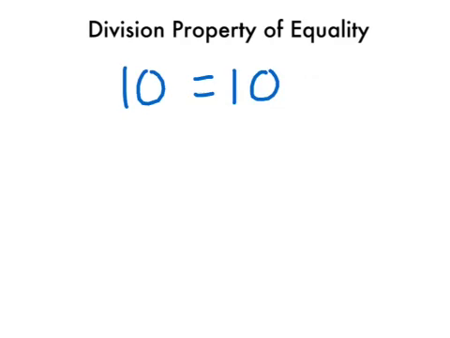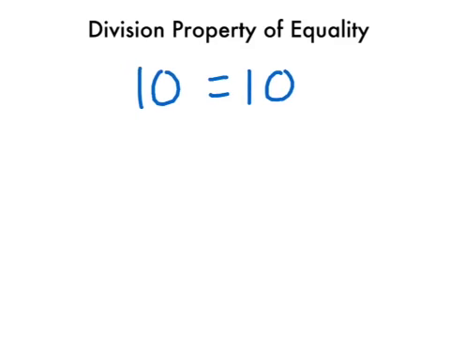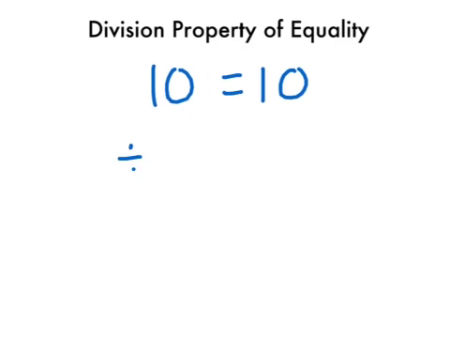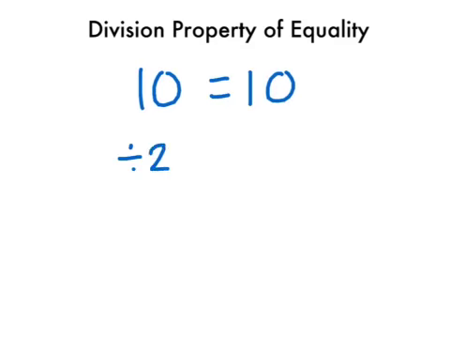There's the division property of equality, and the division property of equality just states that when you're working with an equation, an equal sign, you can divide both sides by the same number. In this case, let's divide them both by 2. And you're going to have a true statement. 10 divided by 2 is 5. As long as you divide both sides of the equal sign by the same number, you're going to have a true statement or the same answer.